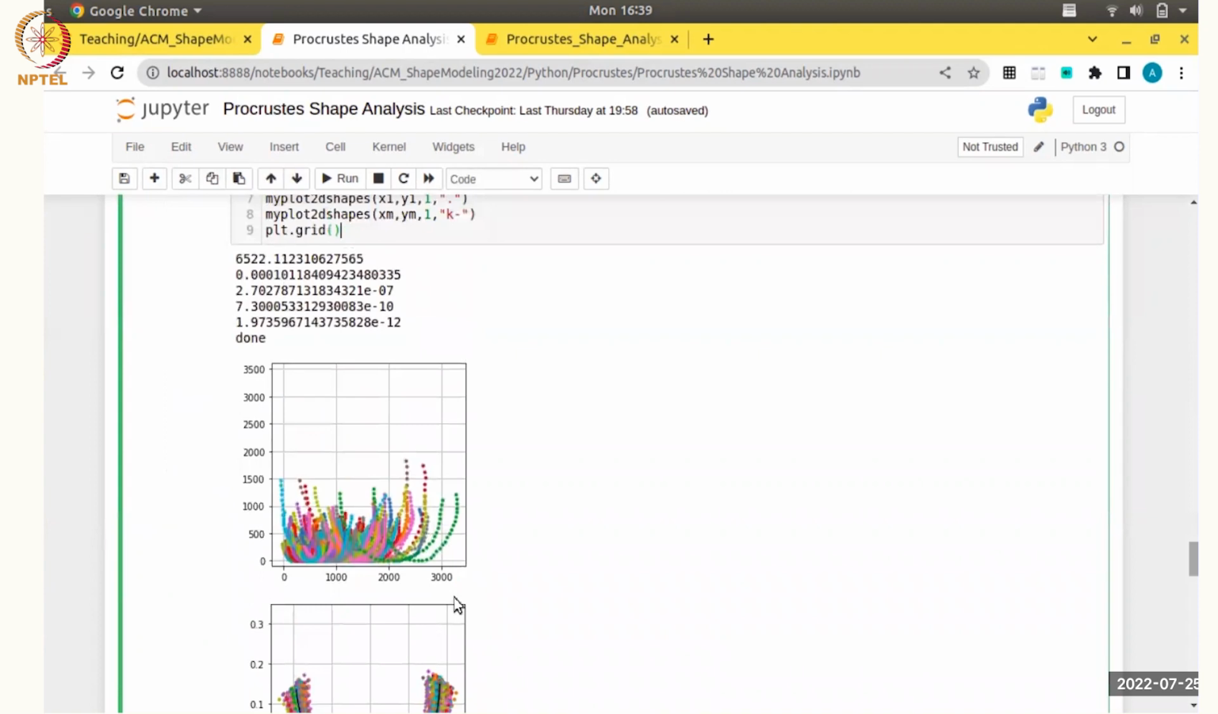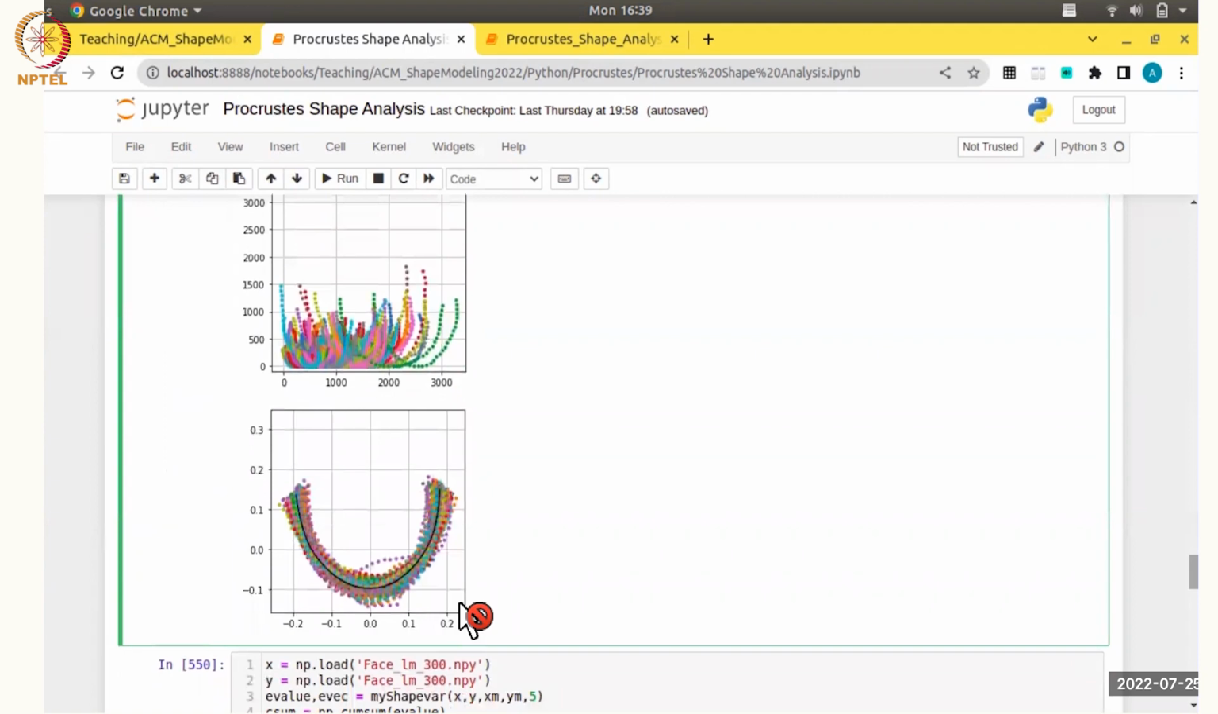So the first image is basically 41 landmark points per jawline. There are 300 such jawlines that I have just plotted as raw data. That's the first image. In the second, hopefully you will be able to see a dark black outline. That's the mean jawline, how a mean human jawline should appear. Everything else is basically aligned with that image.